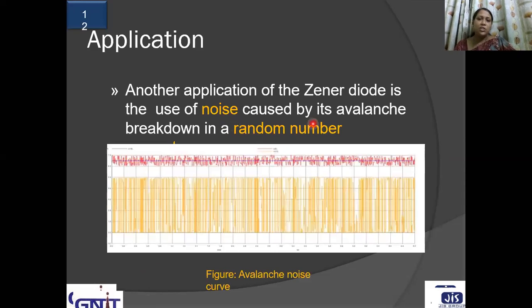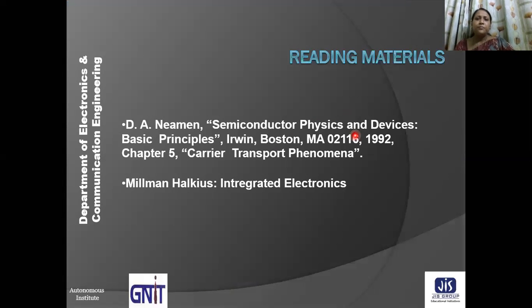Another application is that the Zener diode can be used as a noise source, by virtue of its avalanche breakdown. Another application of Zener is the use of noise caused by its avalanche breakdown in a random number generator. So this is one of the applications of Zener diode.